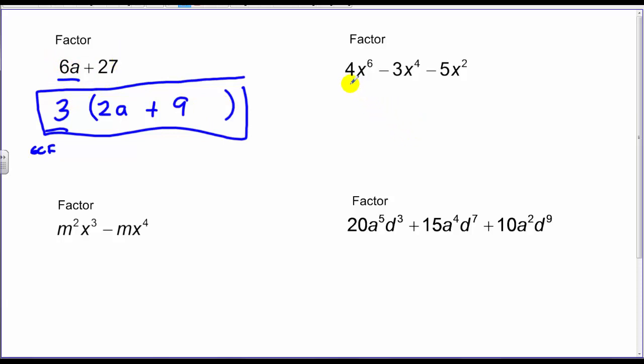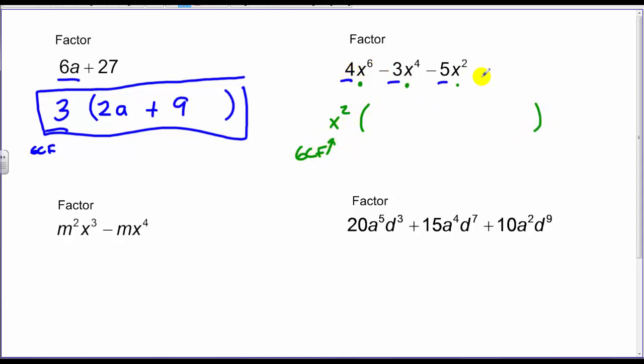I have a trinomial in this case, and I have coefficients of 4, 3, and 5. Now, if I look for a greatest common factor between those three numbers, there isn't one that exists. The only thing that's common in this term is the x's. I have an x to the 6th, x to the 4th, and x squared. How many are in common in both? Well, it's clear to see that x squared is the smallest, so that's got to be the greatest common factor. So x squared is our GCF in this case.